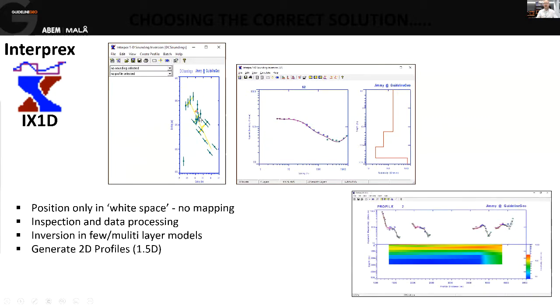It also allows us to draw a line through our sounding locations and generate a 2D profile. It's not particularly complex in the way that it does it. It just interpolates between them. So you don't get the most advanced 2D profile you could possibly get from 1D soundings, but it gives you an idea of how the geology might change from one location to the other. And it'll also process both resistivity and IP data.